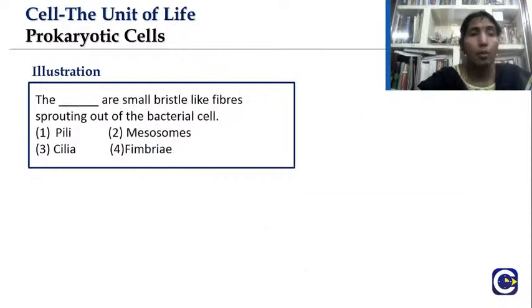The dash are the small bristle-like fibers sprouting out of the bacterial cell. Pili, mesosomes, cilia and fimbriae. What should be the answer? Very good. Vignesh, Kirtana, Aditi, Rifa, super. Just answer this question. The dash are the small bristle-like fibers sprouting out of the bacterial cell: pili, mesosomes, cilia, fimbriae. What should be your answer?